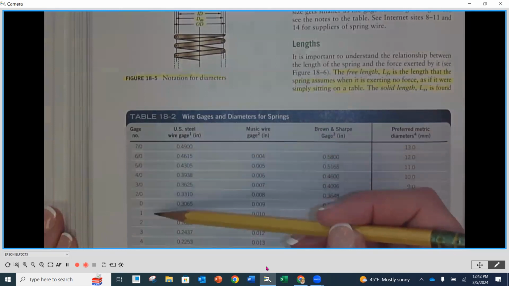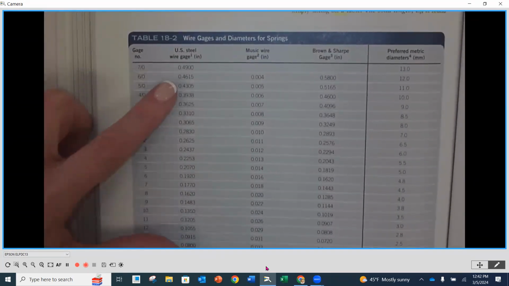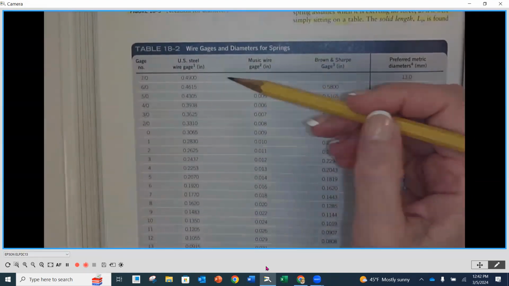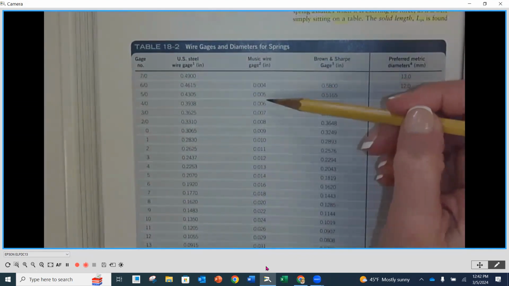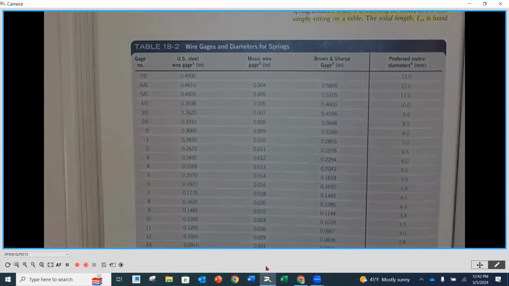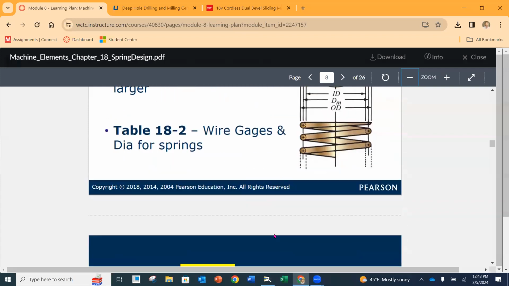Now the gauge is going to be on the left-hand side here, usually in the form of a number, and then it corresponds to a diameter. This is steel wire gauge, and then we have music wire gauge, and that's going to be on a different scale as well. You're going to notice that the music wire starts a lot smaller than what the steel does. And it just depends on the different applications.